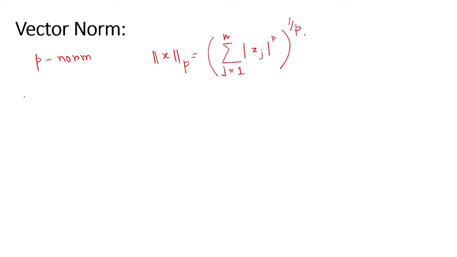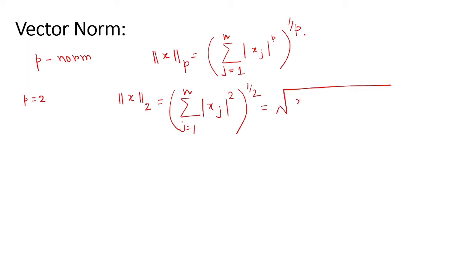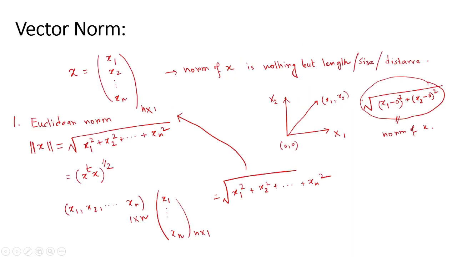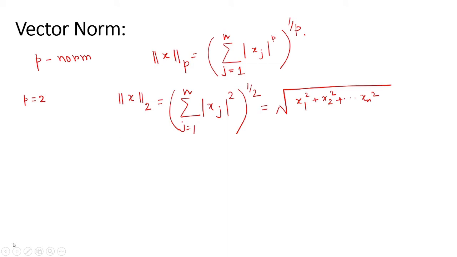If we put p equals to 2, let's see what the form of the equation is. It will be the summation j equals 1 to n of mod of xj to the power 2, all to the power 1 by 2. If we further write this down, you can see that this is nothing but the square root of x1 square plus x2 square up to xn square, which is our normal Euclidean norm that we defined earlier.